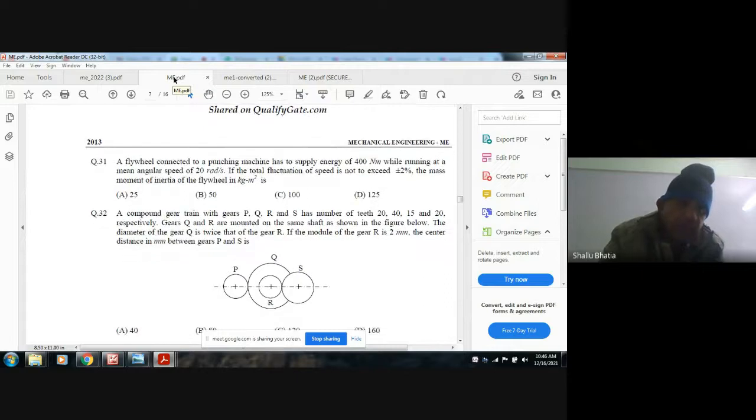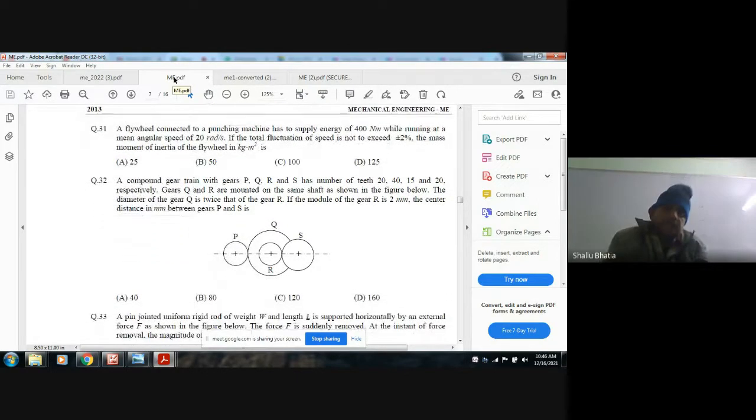Question number 32. A compound gear train with gears P, Q, R and S has number of teeth 20, 40, 15 and 20 respectively. Gears Q and R are mounted on the same shaft as shown in the figure below. The diameter of gear Q is twice that of gear R. If the module of gear R is 2 mm, find the center distance in mm between gears P and S. So we have to determine this distance P and S.